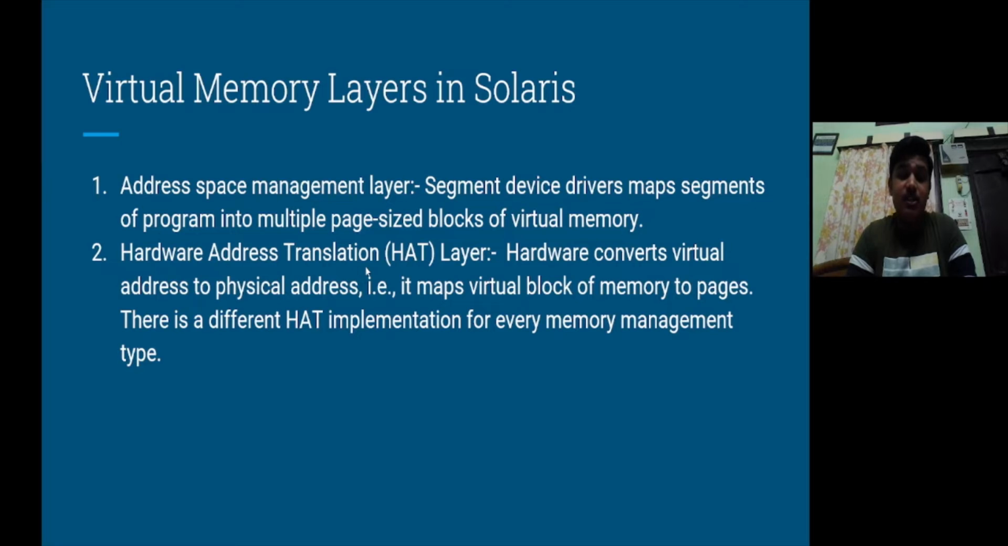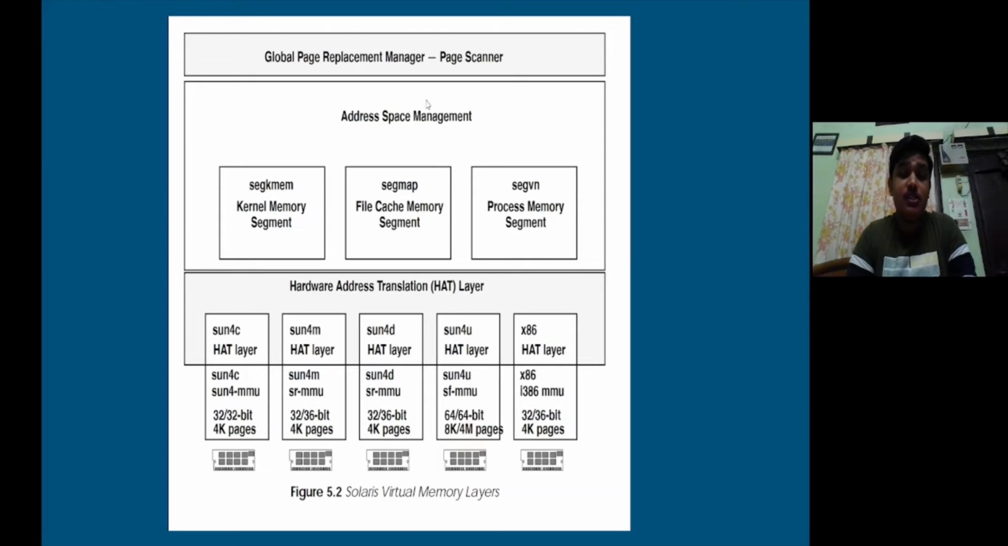Next is the hardware address translation layer, which is also known as the HAT layer. Hardware converts the virtual addresses to physical addresses, that is, it maps the virtual blocks of memory to pages. There is a different HAT implementation for every memory management type. As technology goes on, the SolarSys HAT layer implementation also changes by its version. So this is the main scheme.